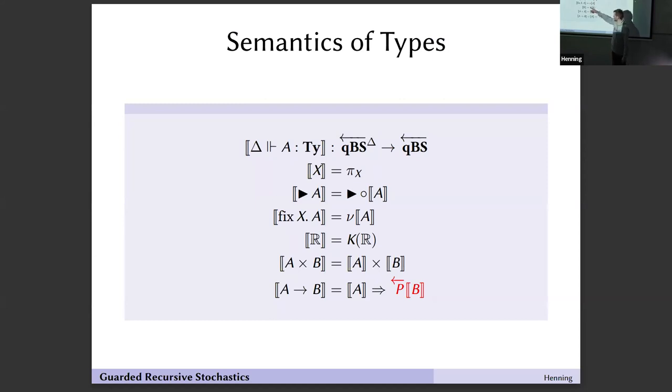Real numbers. This is a constant sequence of reals. Products become products, and functions become functions in that category because it's Cartesian closed. But every function now has a computational effect, and so this is where the probabilities come in. This is the typical interpretation. We now insert the probability monad wherever we have functions, and also on the level of contexts.